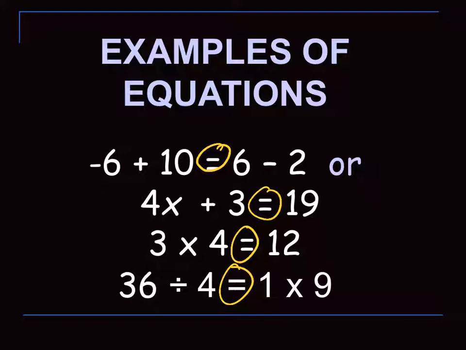So then we've got one that is not a numerical expression. It's got a variable in there. 4x plus 3 is equal to 19. 3 times 4 is equal to 12. 36 divided by 4 is equal to 1 times 9. All of those are just equations. That's what we're talking about when we say, sometimes we say expressions, that does not have an equal sign. An equation will have the equal sign because, again, when you see this part, just think of it's like equal. 2 things that are equal.